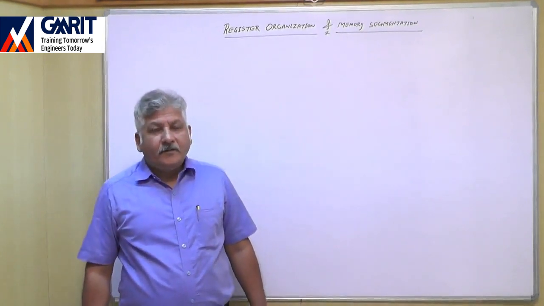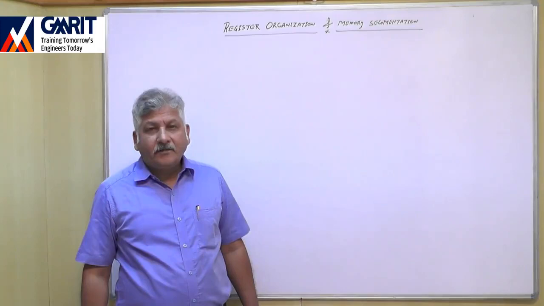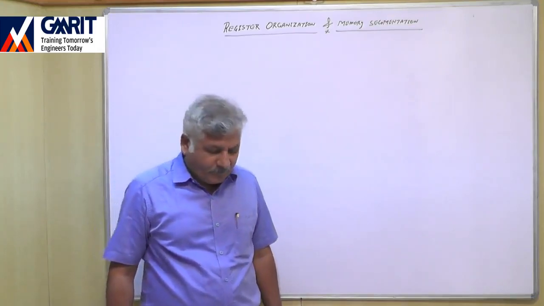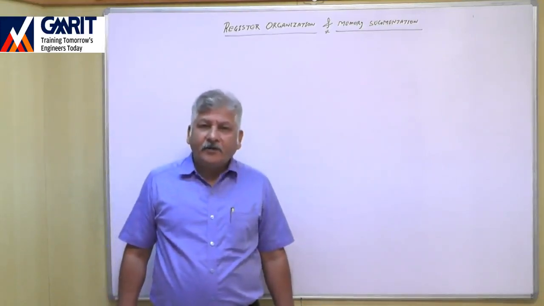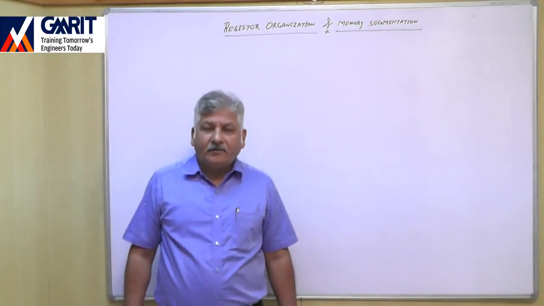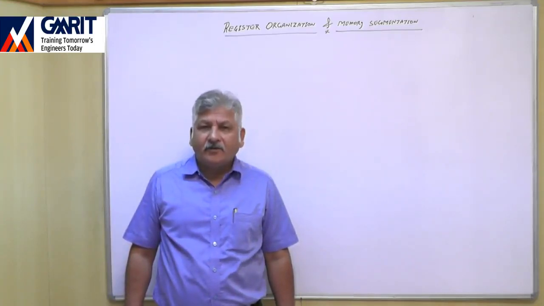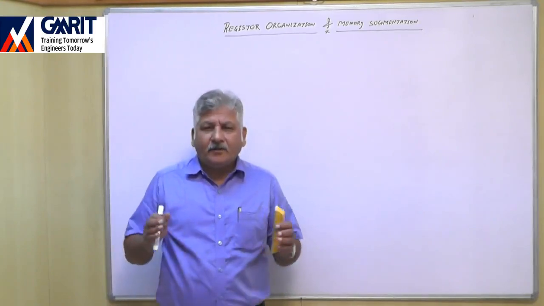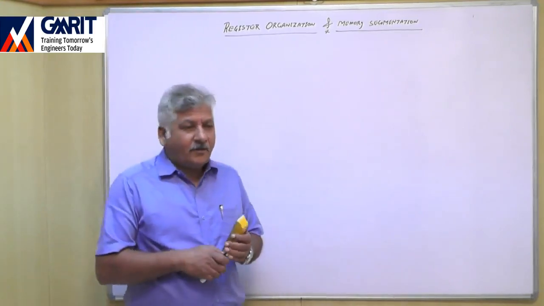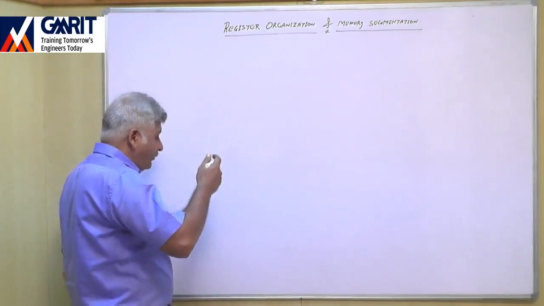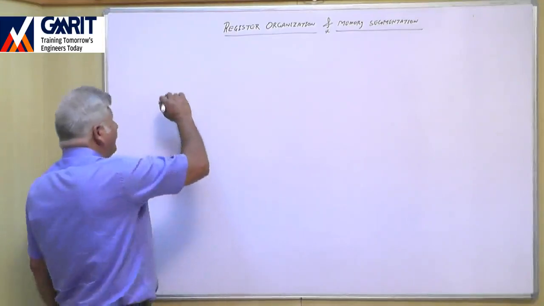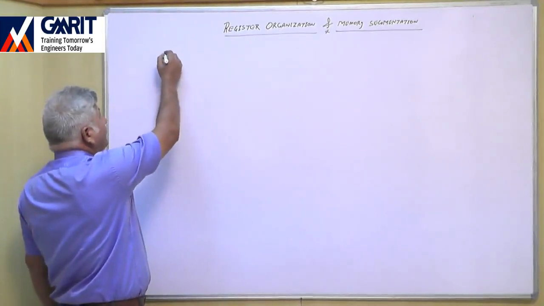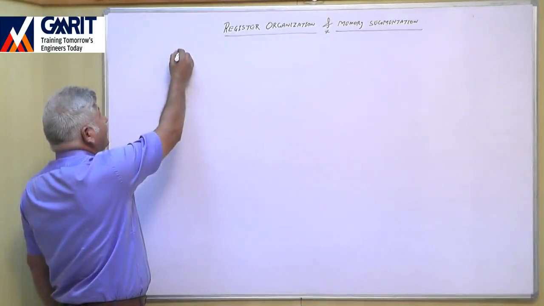So now we will see register organization and memory segmentation. We have already discussed the registers inside the bus interface unit and execution unit during the architecture of 8086. Now we will compile all those registers here. In case of 8086, we know that there are segment registers.